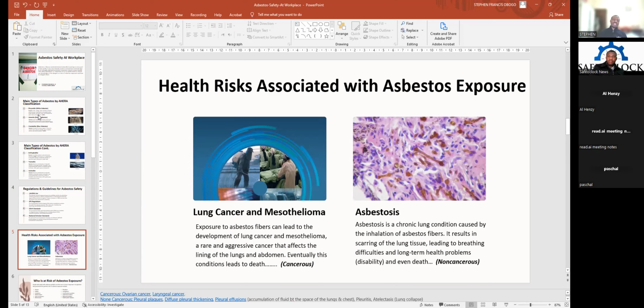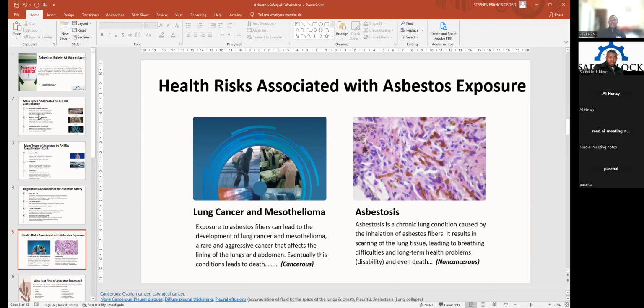So when we look at exposure to this asbestos, what the long-term effect brings to people who are exposed to it is lung cancer. Because exposure to asbestos fiber can lead to the development of lung cancer and mesothelioma. It's a rare aggressive cancer that affects the lining of the lungs, because the lungs are lined by what we call the pleural membrane.